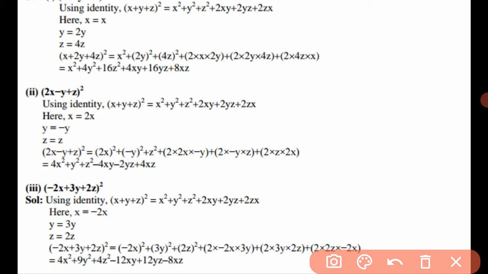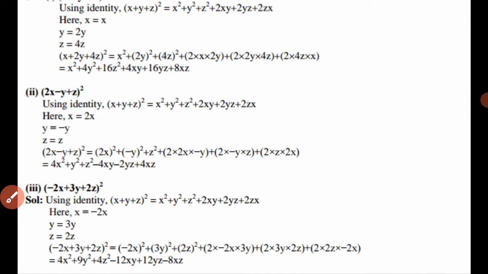(2x − y + z)² will be (2x)² + (−y)² + z². So here it will be 2 into 2x into −y, 2 into −y into z, and 2 into z into 2x. Now after this the answer will be 4x² + y² + z² − 4xy − 2yz + 4xz. So in this way you can do this question.